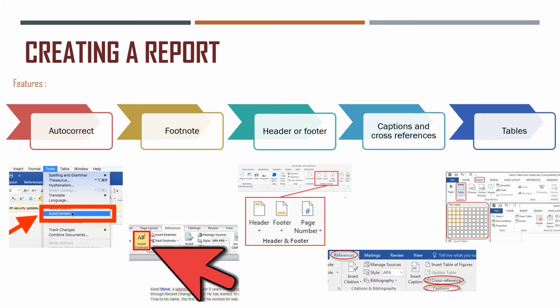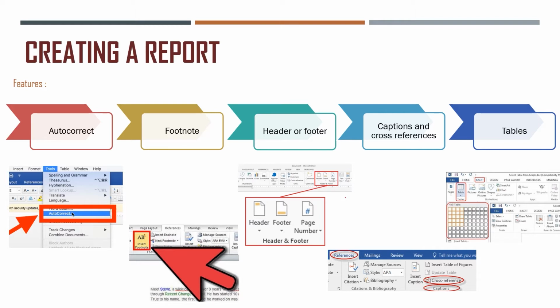As I mentioned before, the word processing software is used to create a report. There is a wide variety of word processing software used for business communication. The report feature consists of autocorrect, footnote, header and footer, caption and cross-reference, and tables.